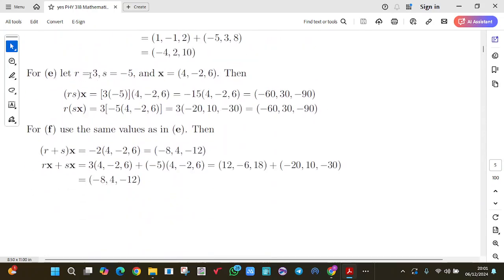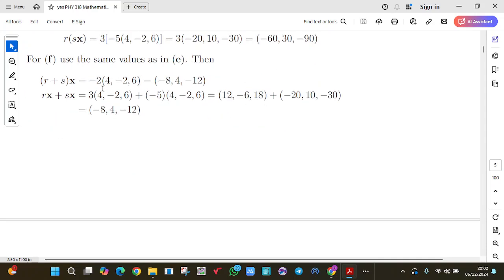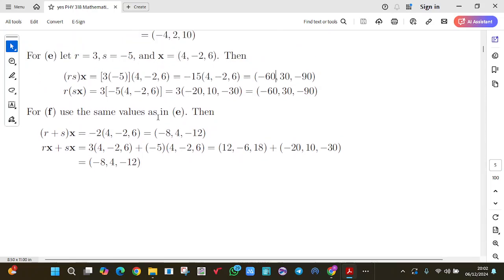Here, I decided to choose my R to be 3, my S to be minus 5. Then I choose my X, any number inside that Euclidean space, 3. I take 3 times minus 5, which is minus 15, then multiply throughout and get minus 90. Then I do the same: I keep the R, which is 3, multiply minus 5 and X, then multiply the 3. You realize that both sides are the same, right? So that law works.